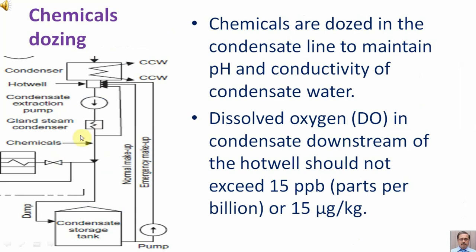Chemicals are dosed in the condensate line to maintain pH and conductivity of condensate water. Dissolved oxygen in condensate downstream of the hot well should not exceed 15 parts per billion or 15 microgram per kilogram.